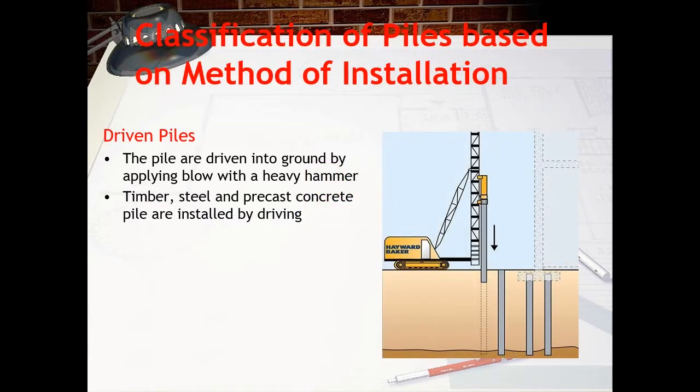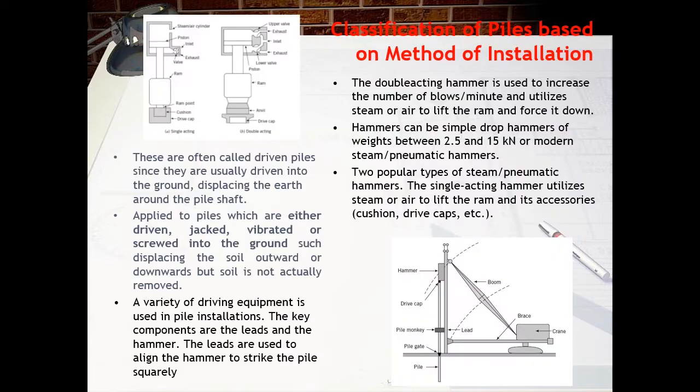The first method of installation, which is driven piles, is the most common method. The piles are driven into ground by applying blows with a heavy hammer. Timber or steel and precast concrete piles are installed by driving the piles. These are often called driven piles since they are usually driven into the ground, displacing the earth, whether outward or downwards, around the pile shaft. Piles can be either driven, jacked, vibrated, or screwed into the ground.